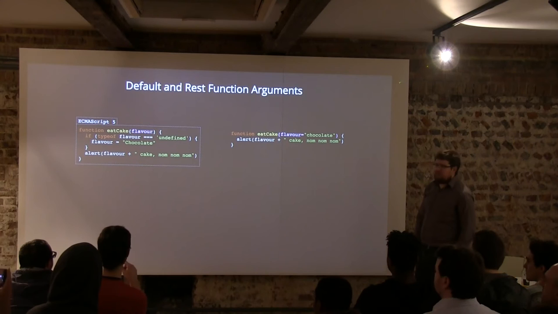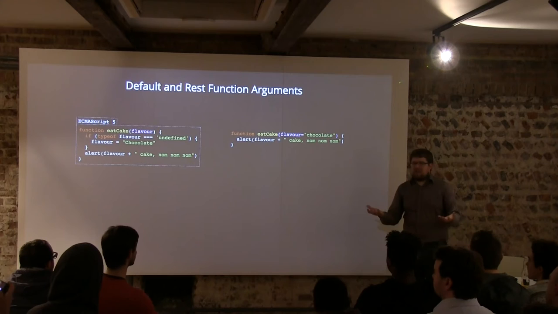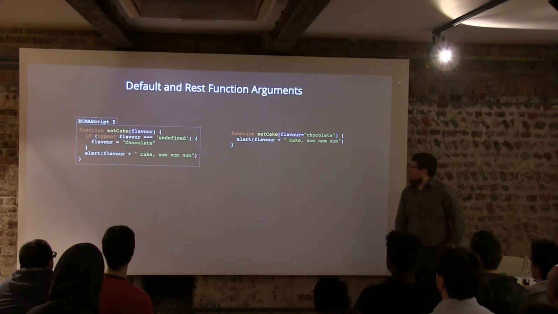Actually, the pattern I see most often is like flavor equals flavor or, which of course breaks if you want to pass in booleans. So yeah, it's one of those kind of slightly hairy things, and also just extra code for no reason.